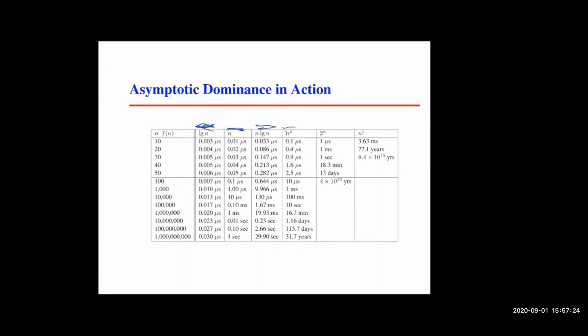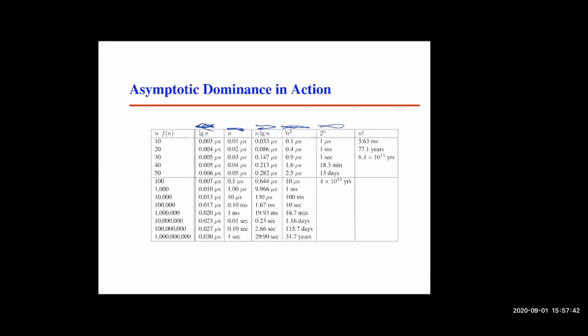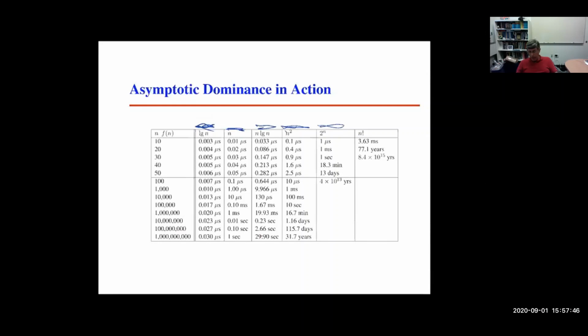What's an n squared algorithm? Something like bubble sort. What is an example of a 2 to the n algorithm? Something that goes through all the subsets of things. So if you had tried to solve the movie star scheduling problem by brute force, that would have been a 2 to the n algorithm. And n factorial is what the traveling salesman or that robot tour problem would be.